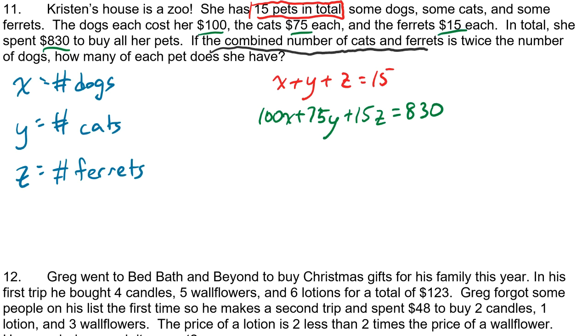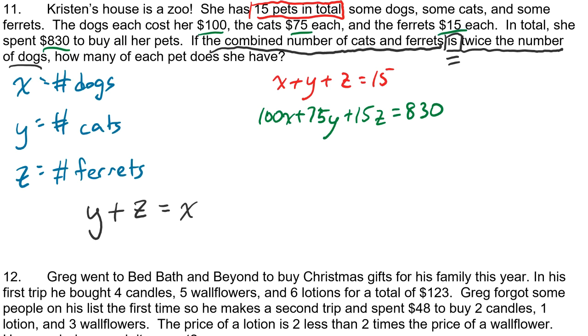The combined number of cats and ferrets is twice the number of dogs. All right, so first off, anytime you see that word is, you should be thinking equals. All right, easy way to divide it up. So if we just look at the first part, combined number of cats and ferrets, cats are y, ferrets are z, combined means add them together. Good so far. Is means equals twice the number of dogs. Number of dogs is x, so there we go.